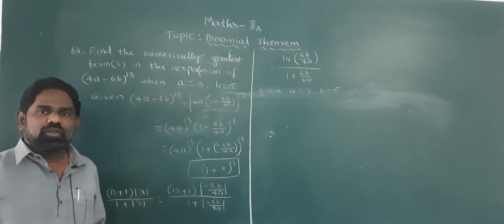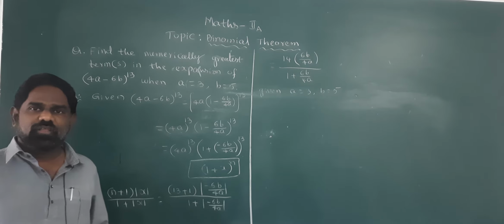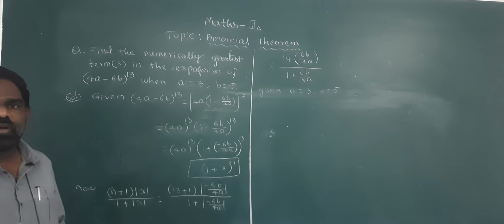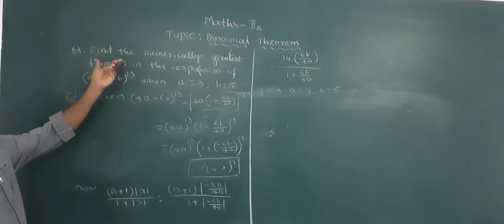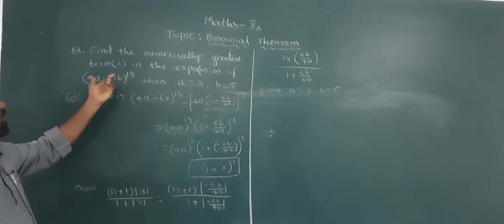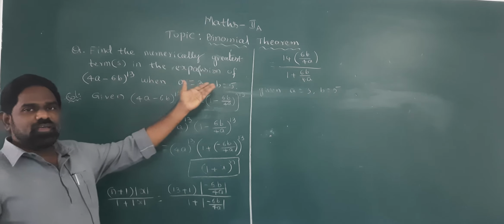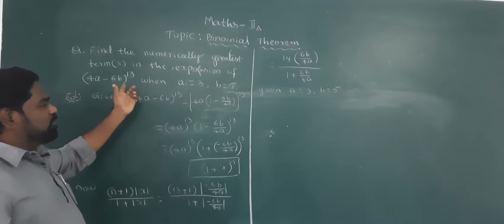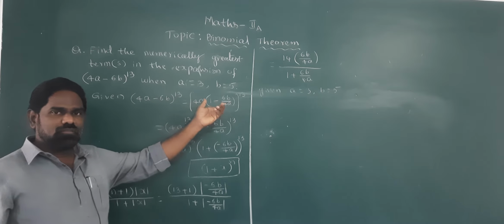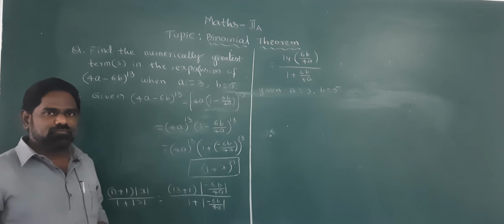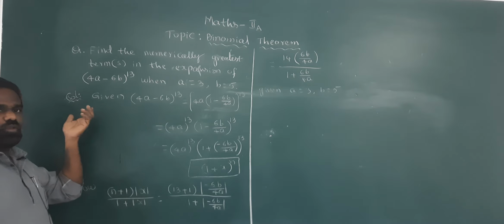Hello students, today we are going to do some more problems on the numerically greatest term of our topic, binomial theorem. The next question is: find the numerically greatest term or terms in the expansion of (4a - 6b)^13 when a = 3, b = 5. So listen, this is the given expansion. Let us see the solution.